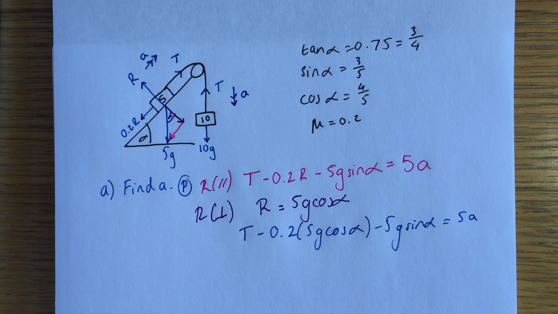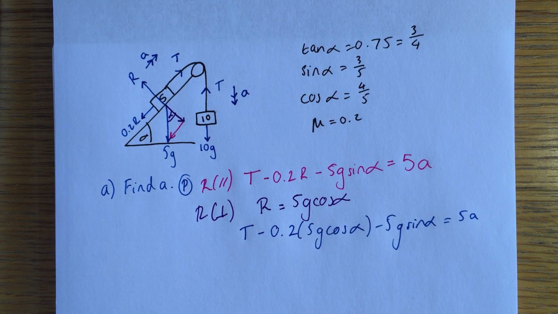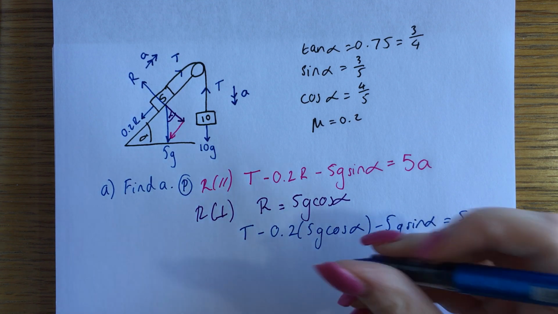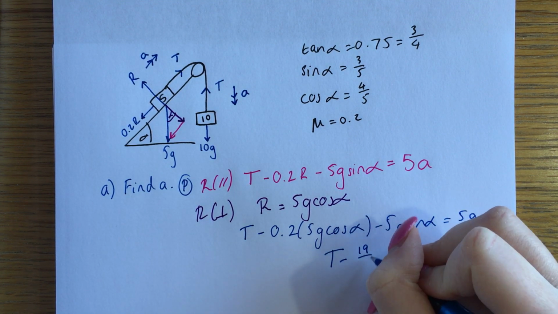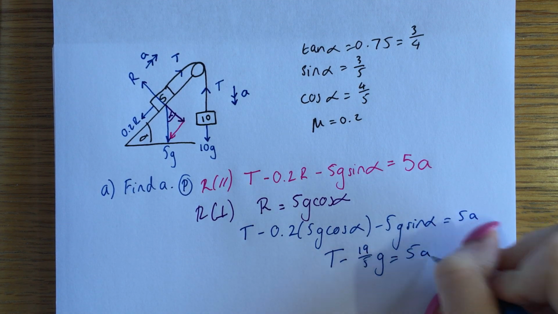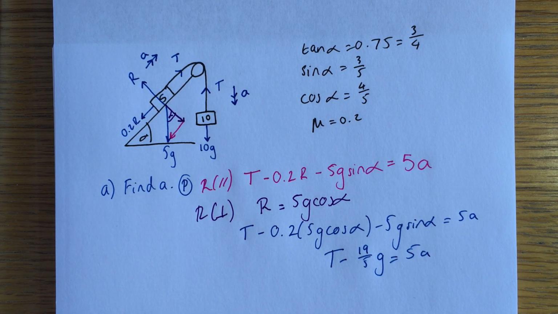Now, because I have cos alpha and sin alpha, I'm going to neaten this up a bit now, just so that it's done and I don't have to worry about it later. And if I substitute these into my calculator, given what I know, I'm going to leave it in terms of G still, because then it leaves things much more accurate and not having to write lots of decimal places. So I end up with T subtract 19 over 5G is equal to 5A. Now it wants me to find the acceleration of the system. It doesn't want me to find it in terms of T and G. It wants me to find what it is. So I'm going to have to interpret more information in my question.